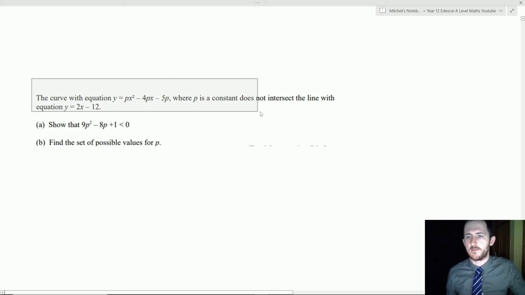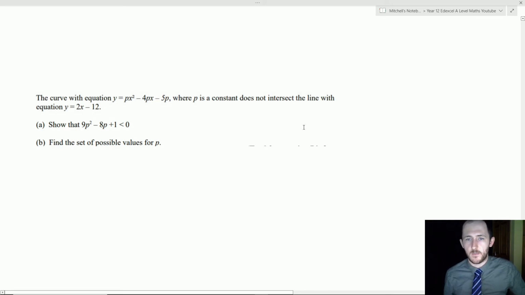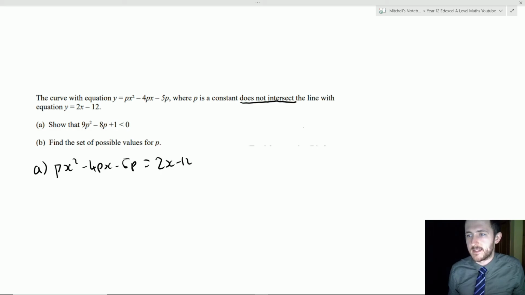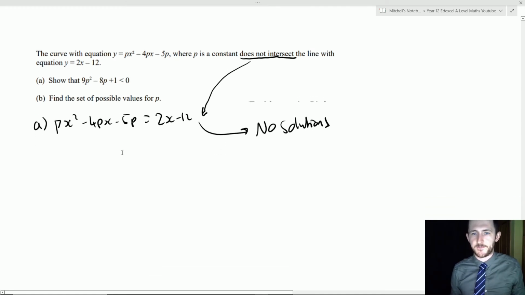The curve with equation this does not intersect with the equation 2x minus 12. So, when we normally talk about an intersection, right, we equate the two curves. Now, seeing it says it does not intersect, this equation has no solutions, which means we can use the discriminant. Okay? Move everything over. We get px squared.